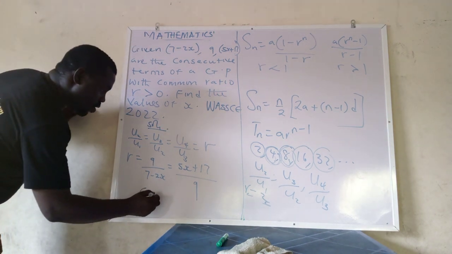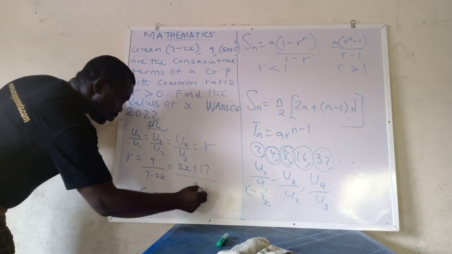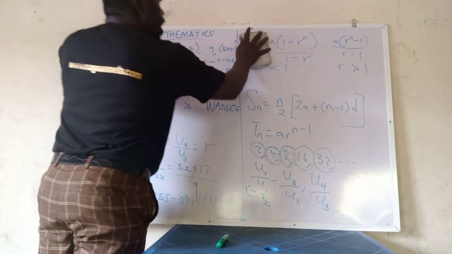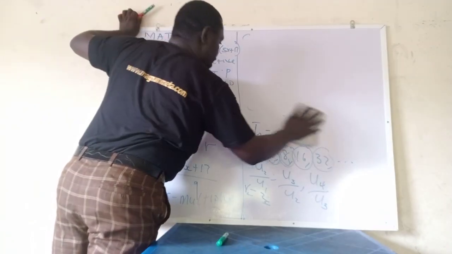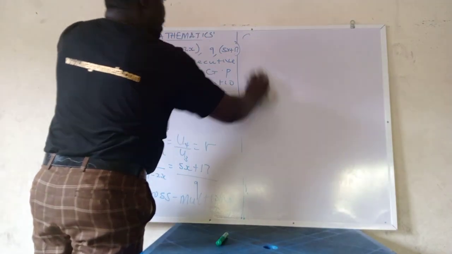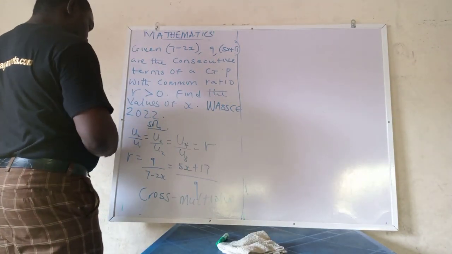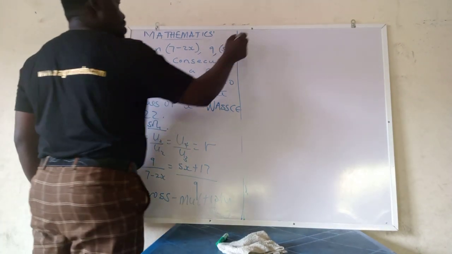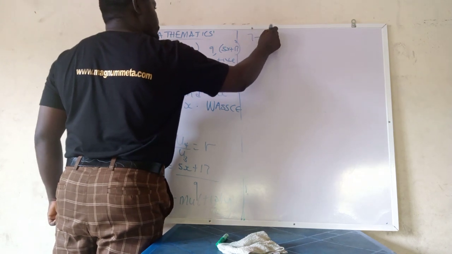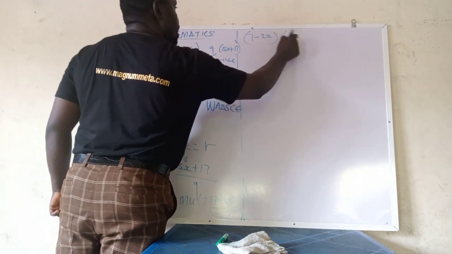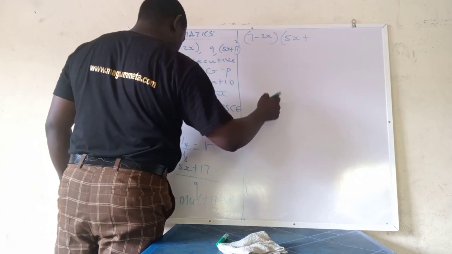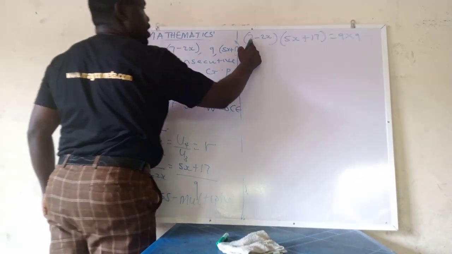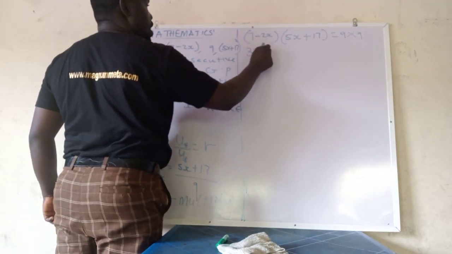Okay, thank you. So here, we can easily cross multiply. Very simple. I hope several students attempted this last year. Some will just leave it if they don't know what to do. So let's cross multiply. So we have this times this: 7 times 5x plus 17, and 9 times 9. So yes, 7 times x, 35x.